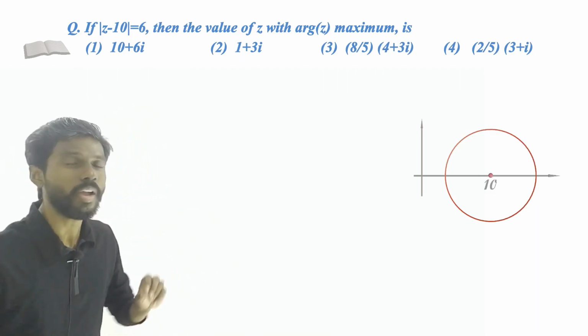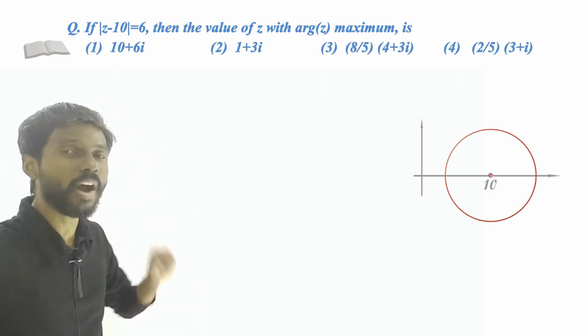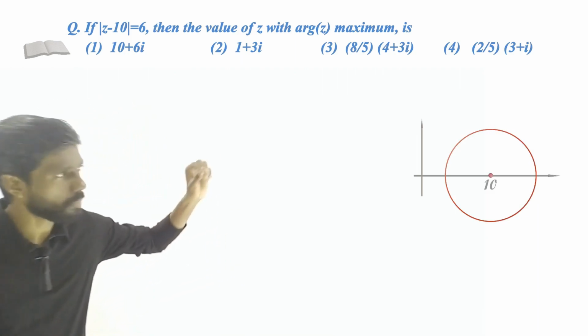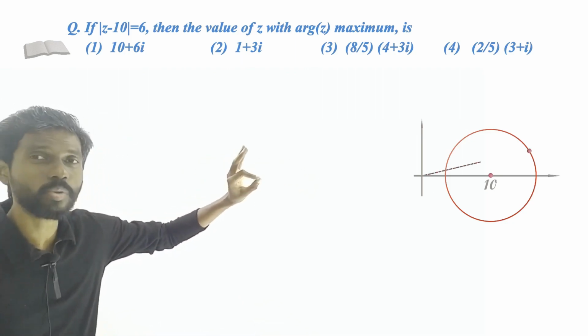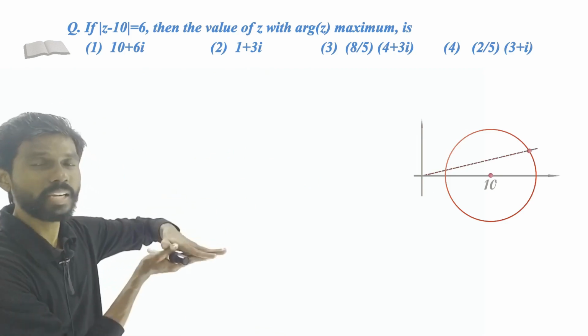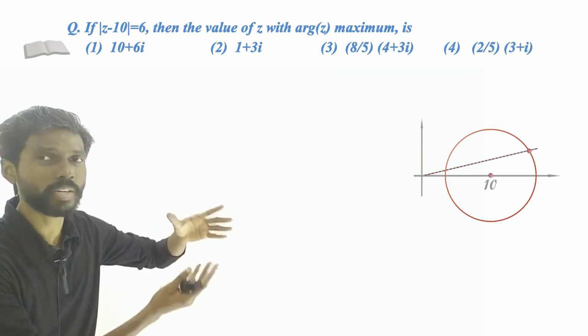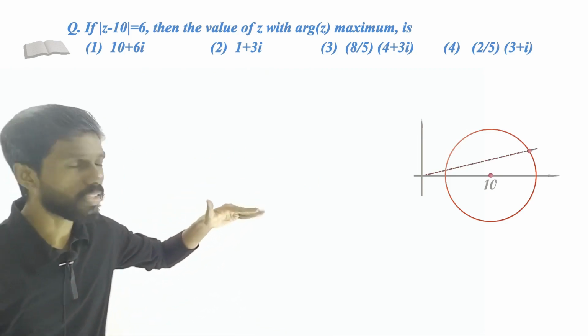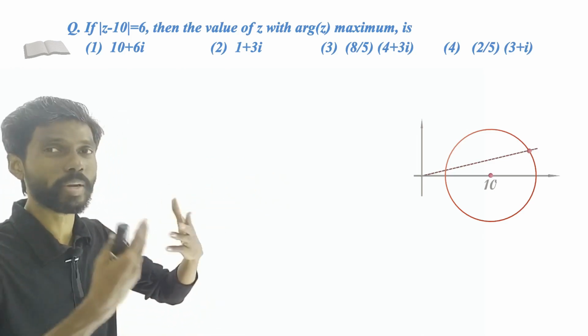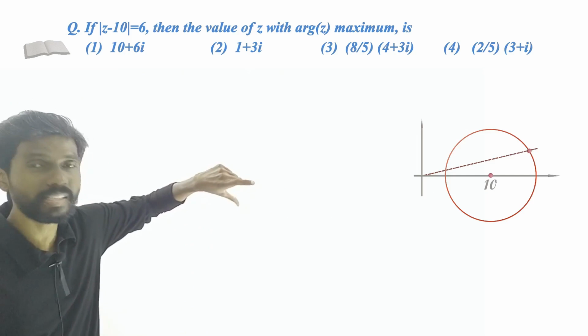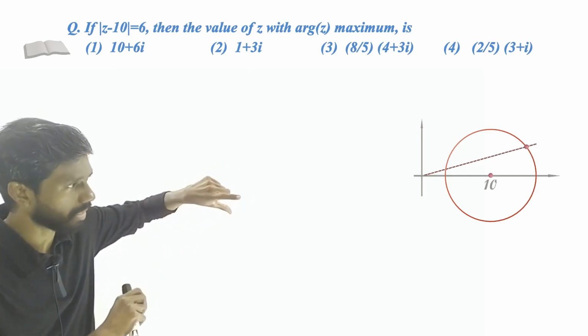Now, which point has maximum argument? What is the argument? Take any point on the circle. Now join that point to the origin. That line makes some angle with the x-axis. So that is the argument, that angle. If you change the point, the argument will also change. Now we want a maximum argument, which means you keep increasing the angle of this line.